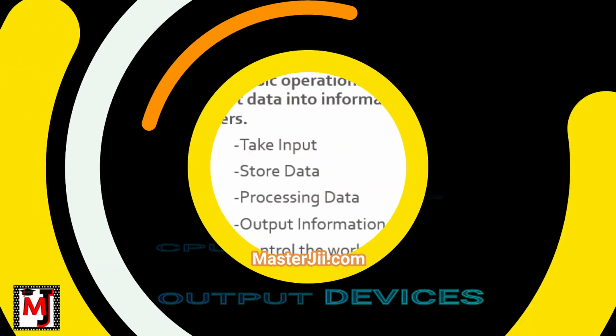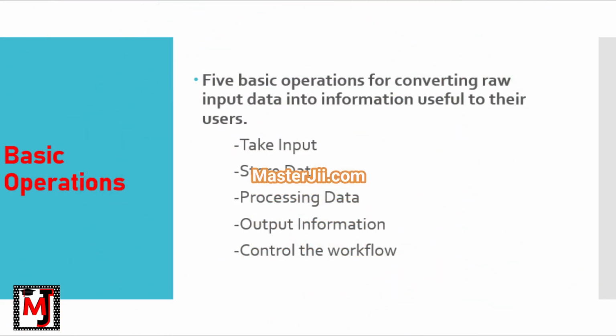Now, we will discuss what are the five basic operations which are used for converting raw input data into information. So, first is take input, second store data, third processing data, fourth output information, and fifth one is control the workflow. First, take input, the process of entering data and instructions into the computer system. Then store data, saving data and instructions so that they are available for processing as and when required.